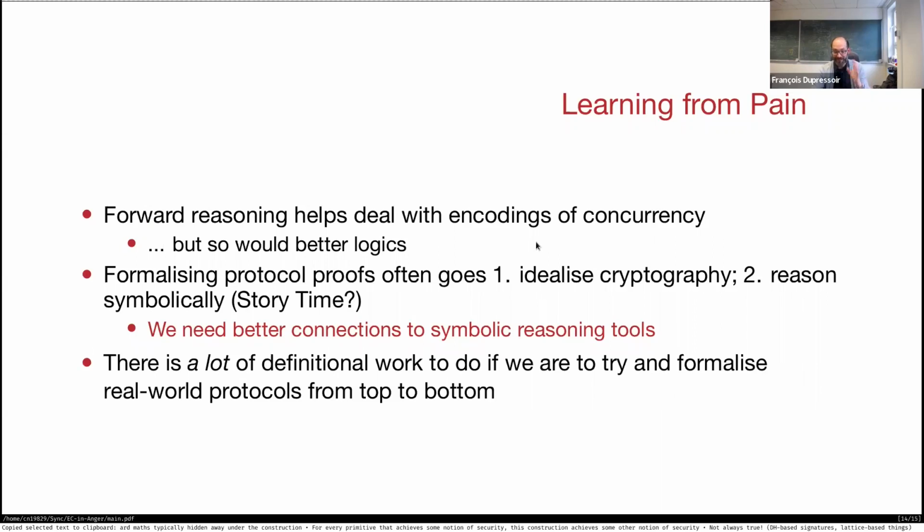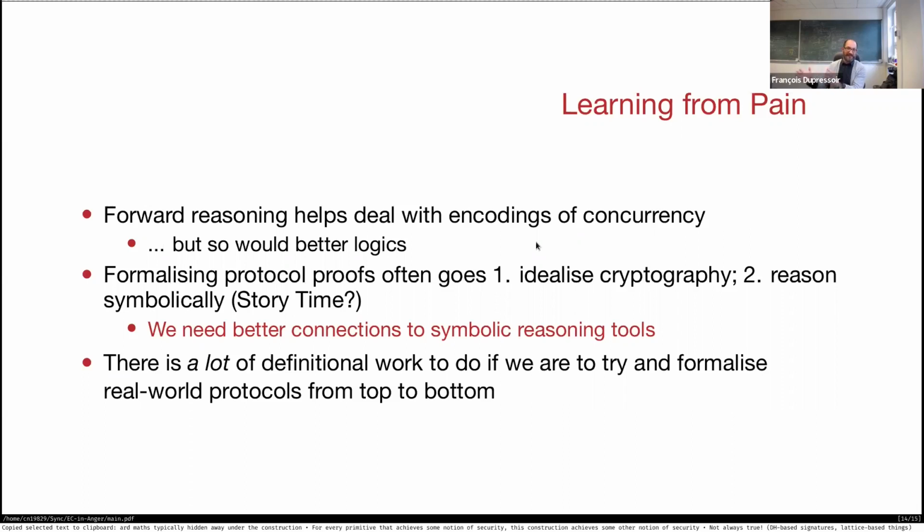So again, at the moment, don't try and use EasyCrypt on protocols. We are working on understanding better how that works. But there are some things that we've learned, and so I'll talk briefly about them. The first thing is often formalizing protocol proofs goes: idealize the cryptography, and then you're left with the hard and tedious bit, which is dealing with all of that concurrency and interaction.